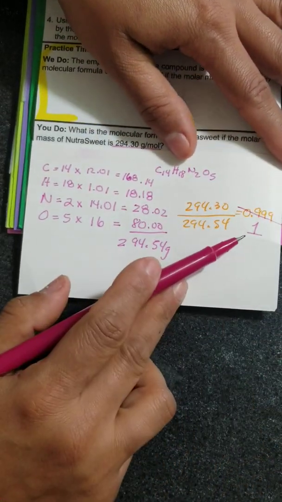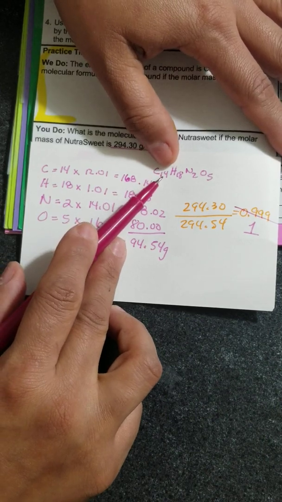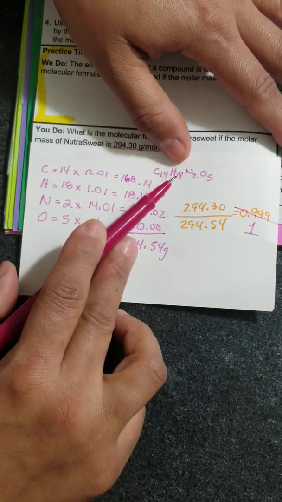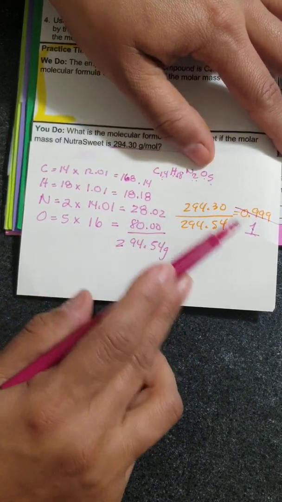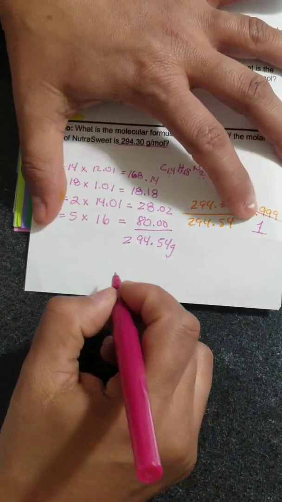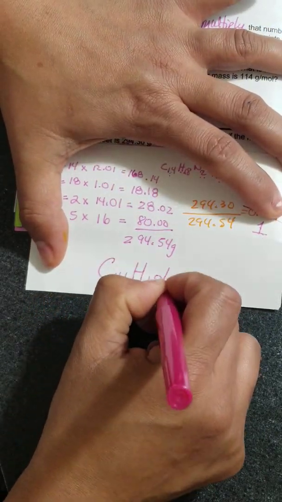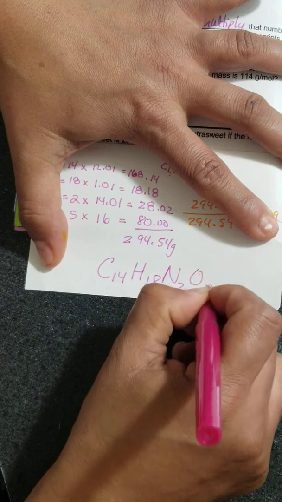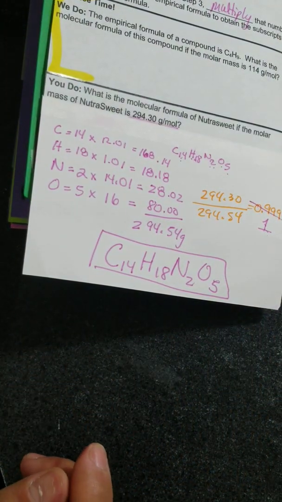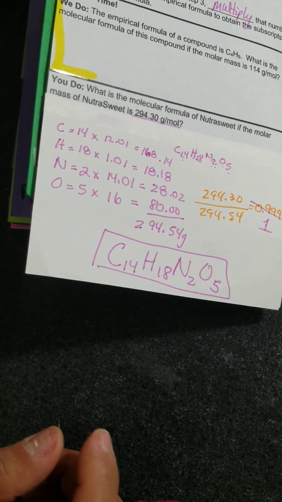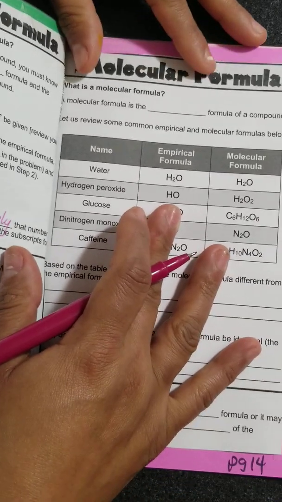So now this is the number that we're going to multiply by the little subscripts. C14, so 14 times 1 is 14. 18 times 1 is 18. N times 2 is 2. O times 5 is 5. So what is my molecular formula? C14H18N2O5. There we go. You can do the previous step. There's not a lot in this foldable for you to do on your own. I'm doing most of it with you.